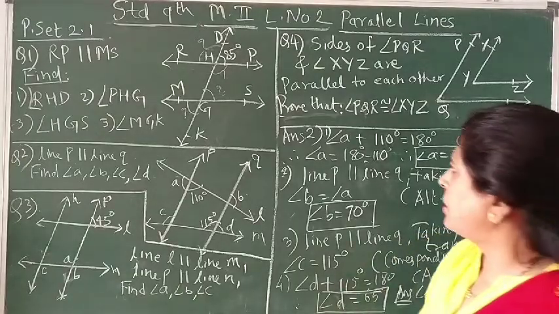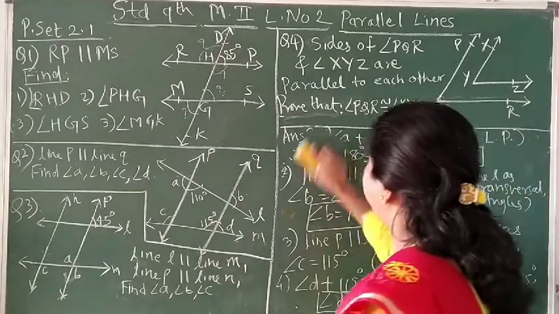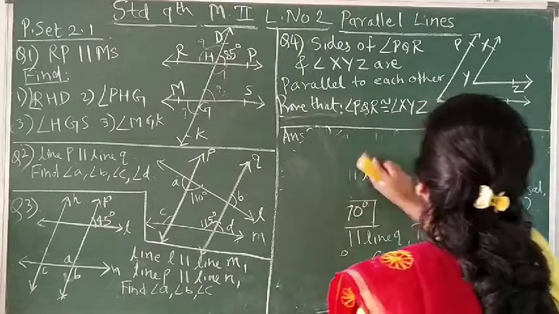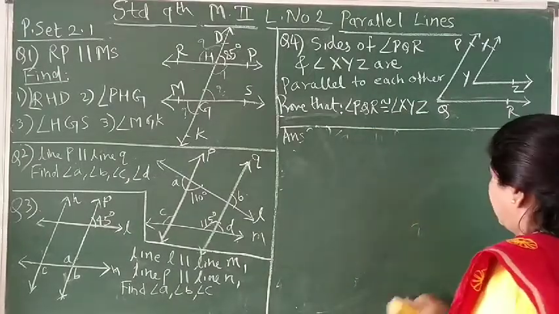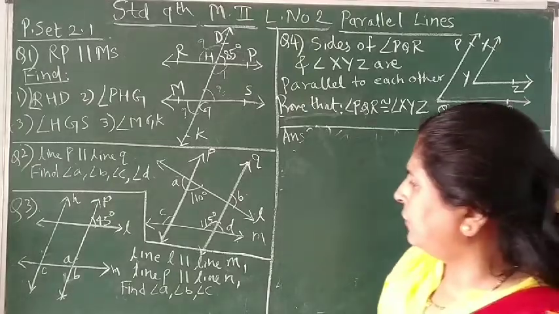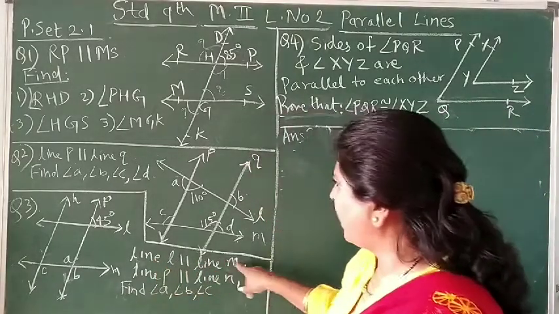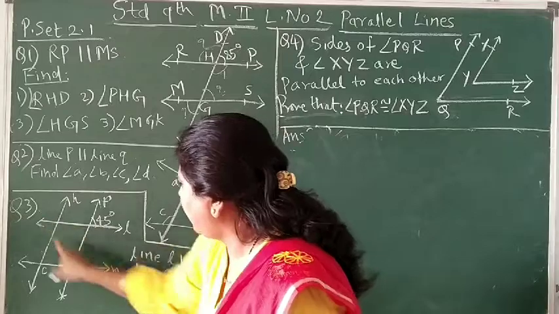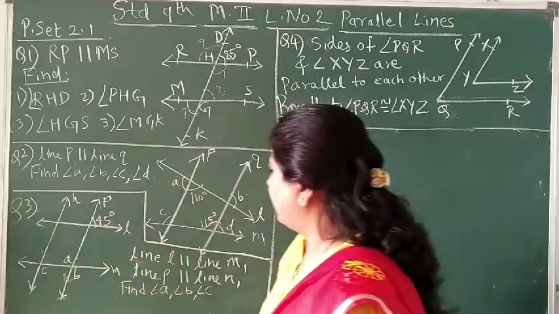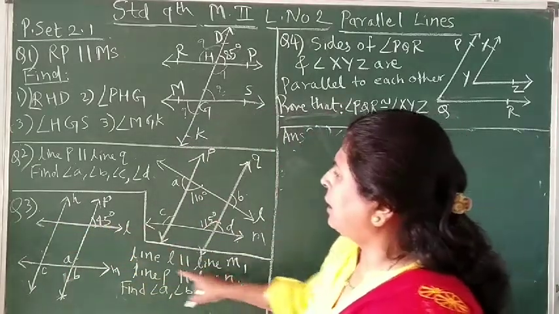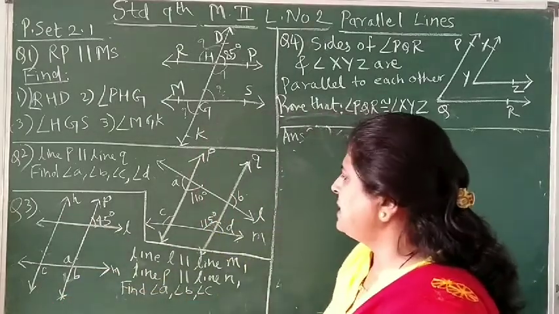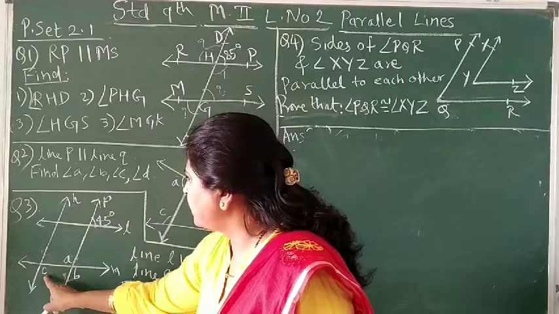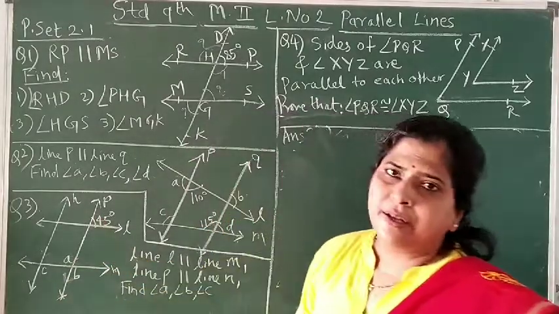After question number 2, let's go for question number 3. Here we can see that line L is parallel to line M. This is line L and this is M. These two lines are parallel. Line P is also given parallel to line N. You have to find A, B, C. This is A, this is B, this is C, and this angle is given as 45 degrees.